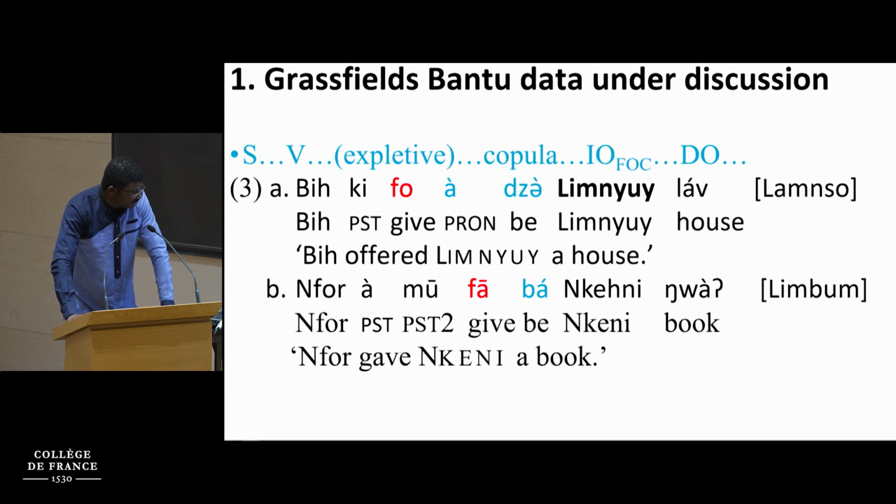The next strategy has to do with the focusing of the indirect object. So in these two languages, if you want to focus the indirect object post-verbally, that indirect object can be preceded by a copula in Limbum, but in Lamso, it is preceded by a pronoun and a copula.